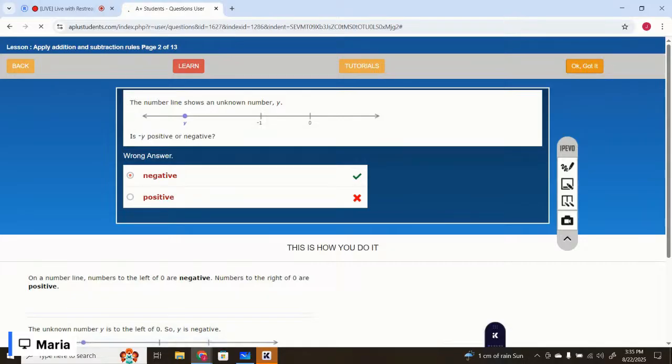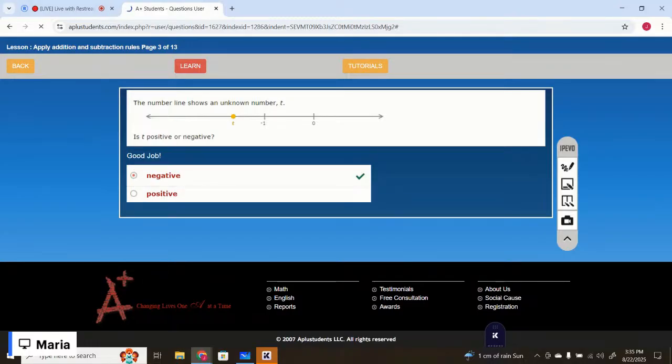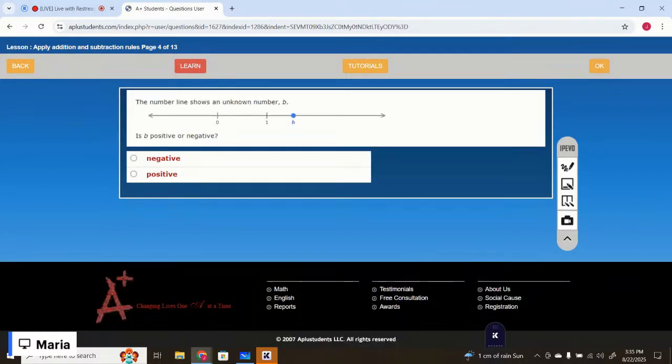The number line shows an unknown number D. Is D positive or negative? D would be a negative number. Option number 1 is the correct option. Choose an unknown number B. B is a positive number. Option number 2 is the correct option.